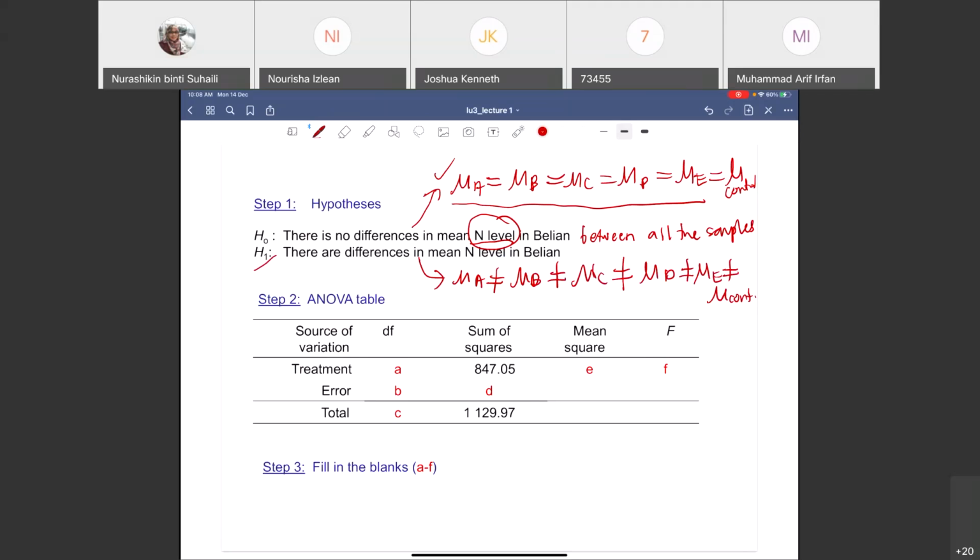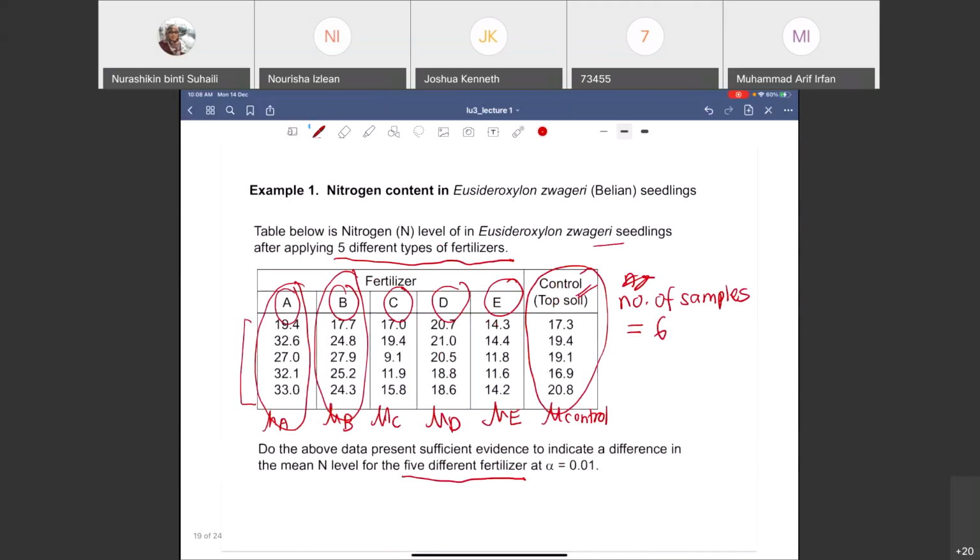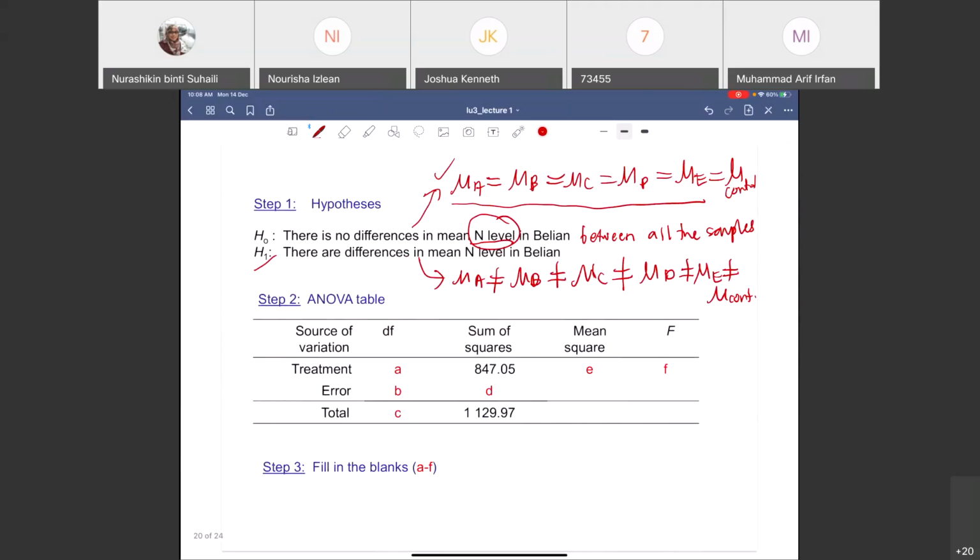So the second step, the alpha value is actually given to you, so you don't have to worry about it, but you just have to take note. Alpha is 0.01. So you have to come up with this ANOVA table. You have to fill up the values of all this stuff.